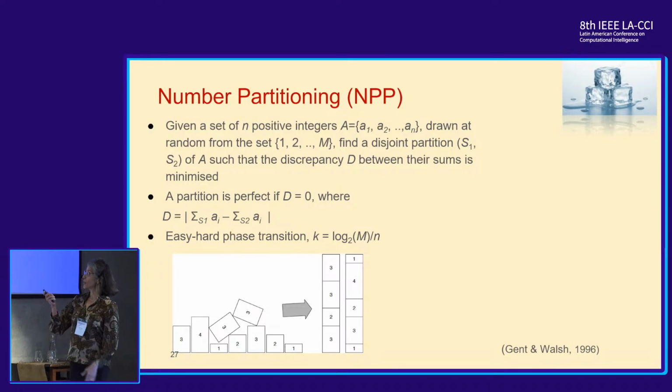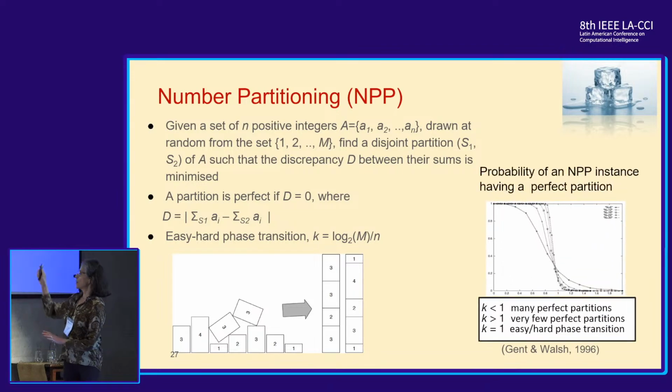So let's describe the problem. You have a set of positive numbers, A, taken from a random distribution from 1 to m. And the idea is to find a disjoint partition such that the discrepancy between the sums is minimized. You can think that you have a pack of bills, and you want to distribute them between 2 children, let us say, and you want them to have exactly the same amount of money, if you like. It's illustrated here. You have a set of numbers, and the task is to divide it into 2 sets such that the discrepancy between the sums is minimized.